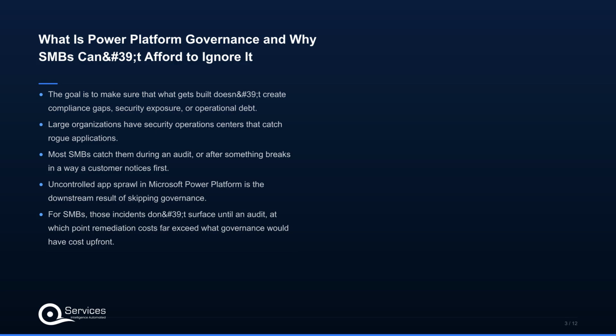Uncontrolled app sprawl in Microsoft Power Platform is the downstream result of skipping governance. When Power Platform governance best practices for small businesses aren't in place from day one, apps accumulate in the default environment, flows run under personal user accounts, and no one has a complete picture of what's running in the tenant.